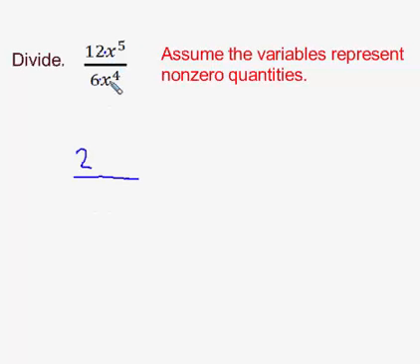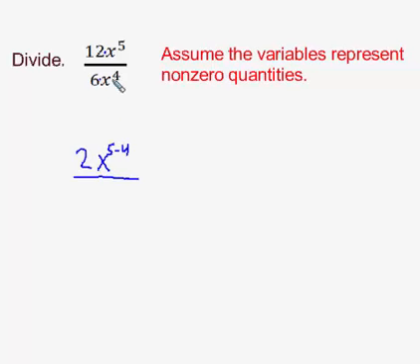Then the x to the 5th being divided by the x to the 4th, the exponent rule is to subtract the exponent in the denominator from the exponent in the numerator. So you probably were taught that x to the 5th divided by x to the 4th could be thought of as x to the 5 subtract 4. And if you did that, we've taken care of the 12 divided by 6, and we've taken care of the x to the 5th over x to the 4th, so there's nothing left to do.